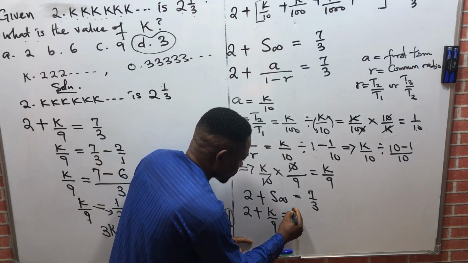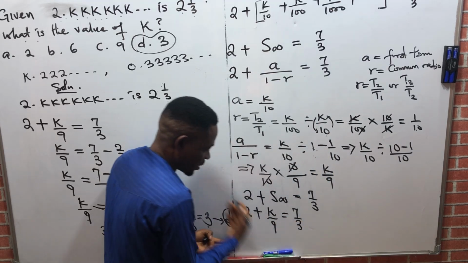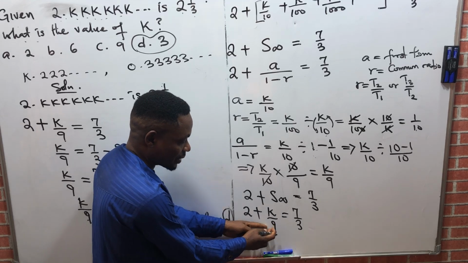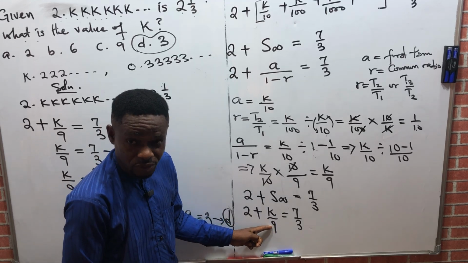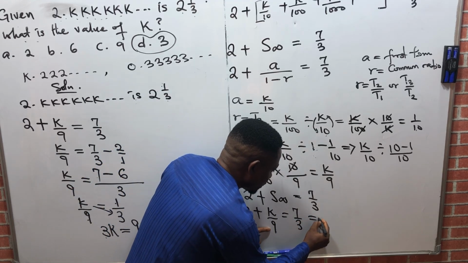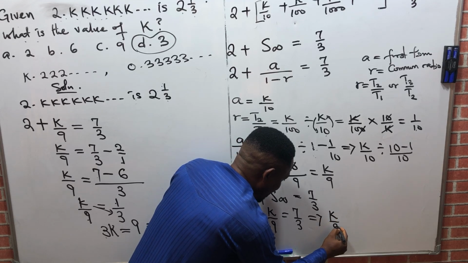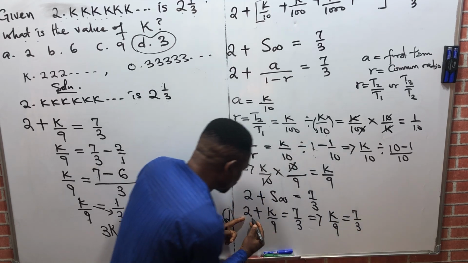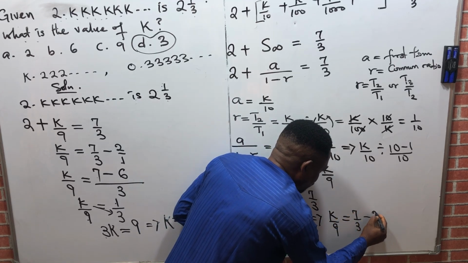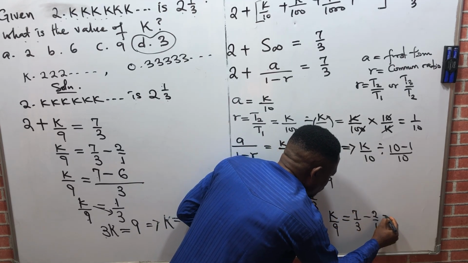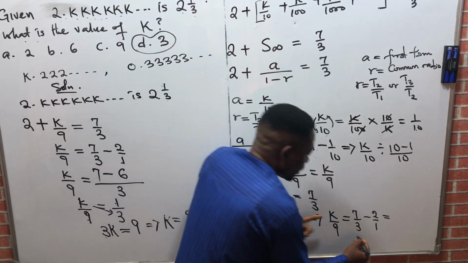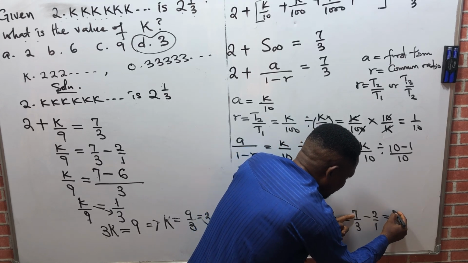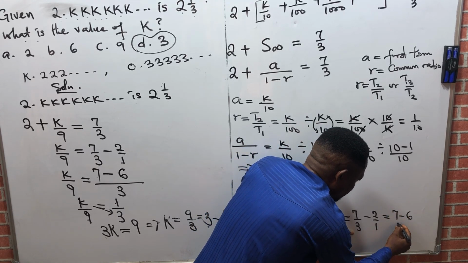It's just the same. So let's continue. It can now give us what we call 7 over 3. It's just the same thing. So our target now is to make K the subject of the formula. I will now say it implies that K over 9 is now equal to 7 over 3. Then when 2 crosses over, it will still give me minus 2. Call it over 1. So if I solve for this, it will now give me 7 minus 6 all over 3.